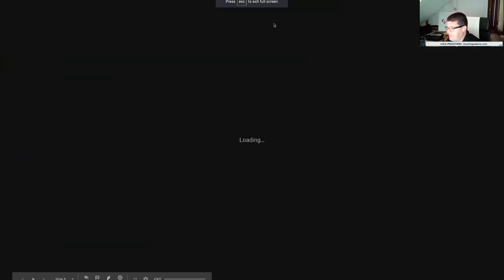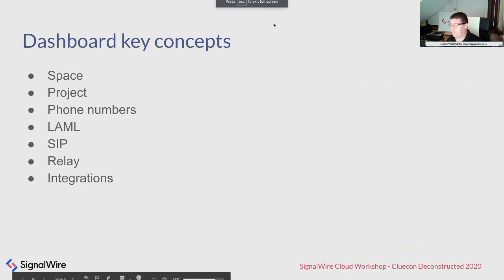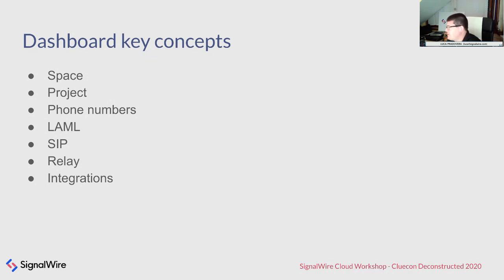After signing up, we'll see what's on the dashboard. A space is your URL, so I signed up for a space that's named Luca Cluecon. Projects are used to logically differentiate environments. So you'll want a project for development, a project for production, a project for staging, and a project for tests. That's pretty much what it is for.